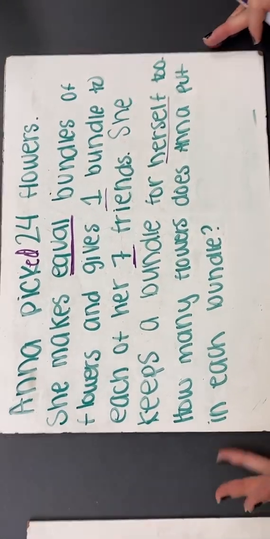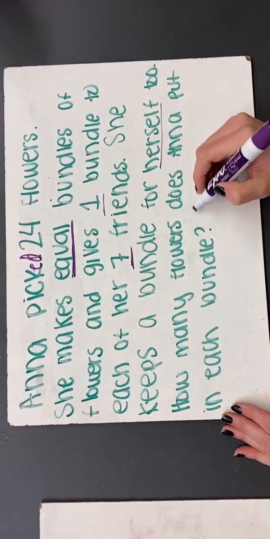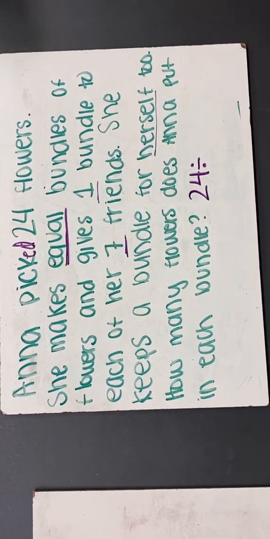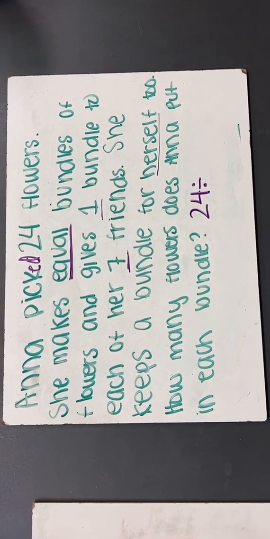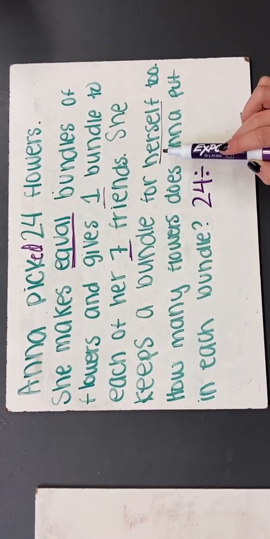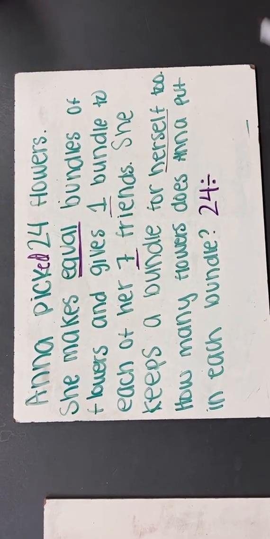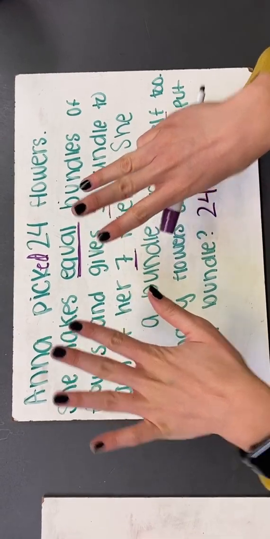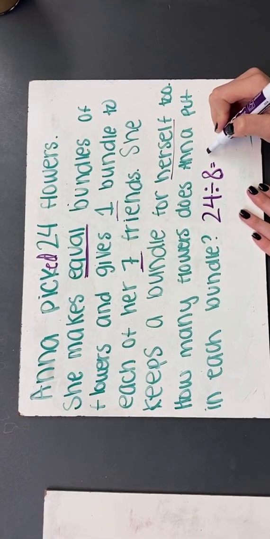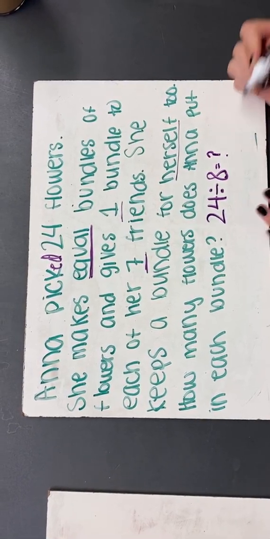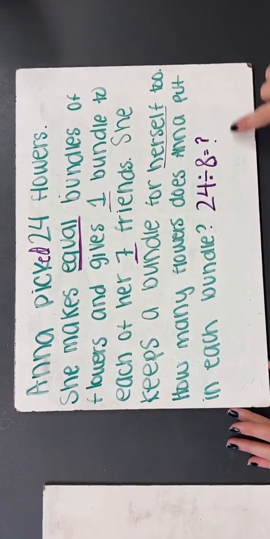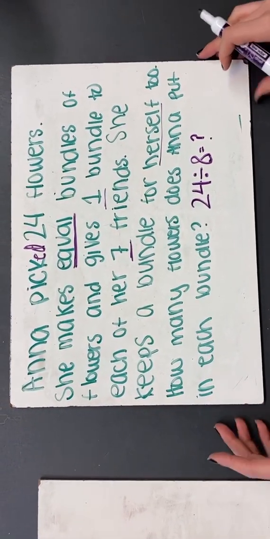So now we want to know, we have our total. Our total is 24 flowers. Now how many people are we dividing the 24 flowers up with? Now remember, she has her 7 friends, but also herself as well. So 7 plus 1 gives us 8. So we're taking 24 divided by 8 equals the unknown. So remember, for division, we're always solving for the unknown. We want to figure out how many flowers is in each bundle.